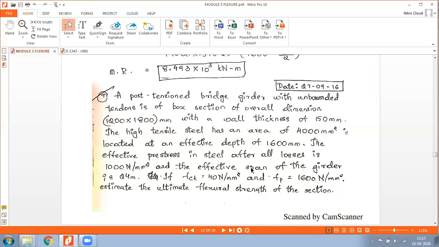And the effective span of the girder is, sorry, 24 meter. If FCK is equal to 40 Newton per mm² and FP is equal to 1600 Newton per mm², estimate the ultimate flexural strength of the section. So this is the given problem.